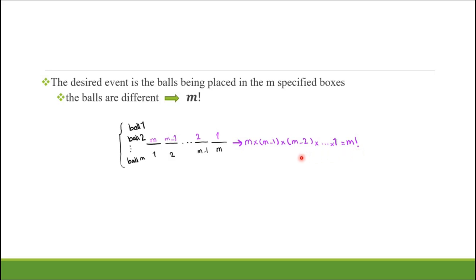As a result, to find the probability we are searching for, we should divide the number of our desired events by the total number of possible cases, as you can see here.